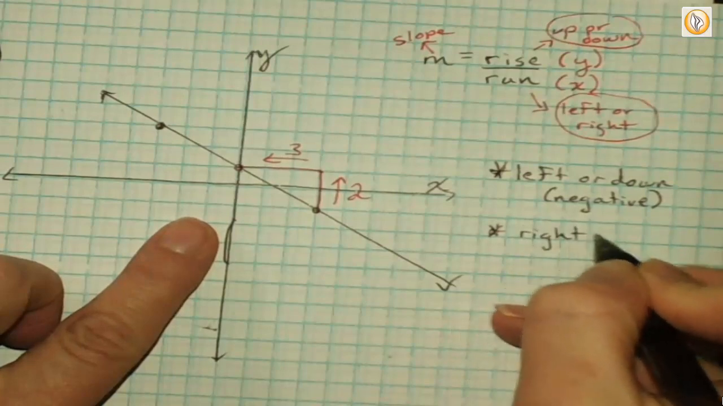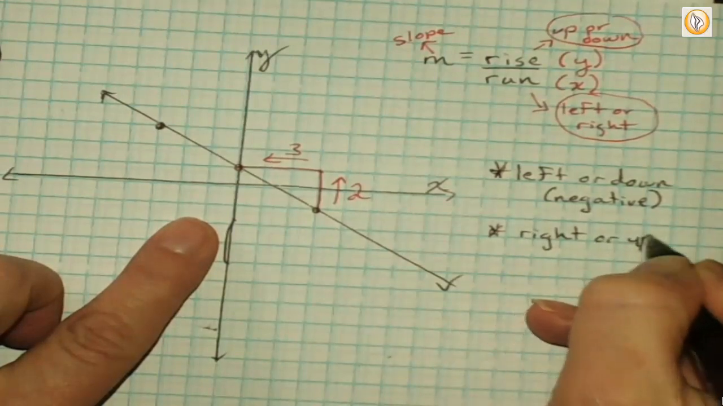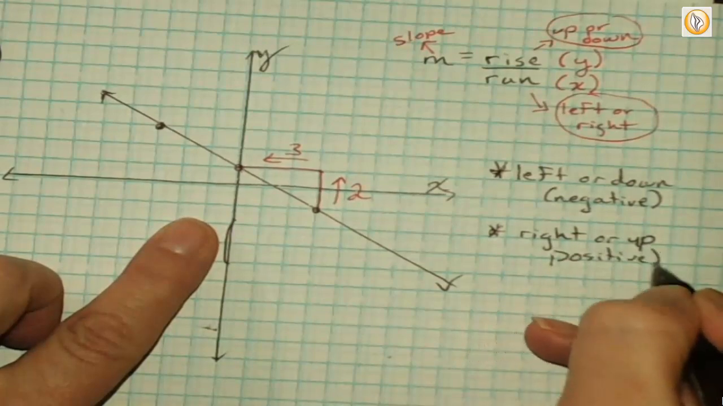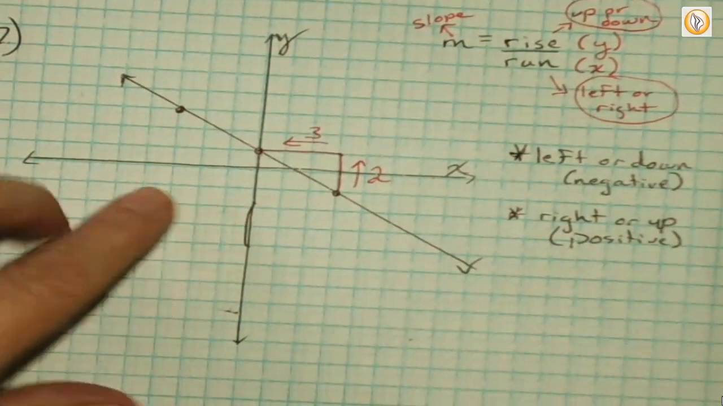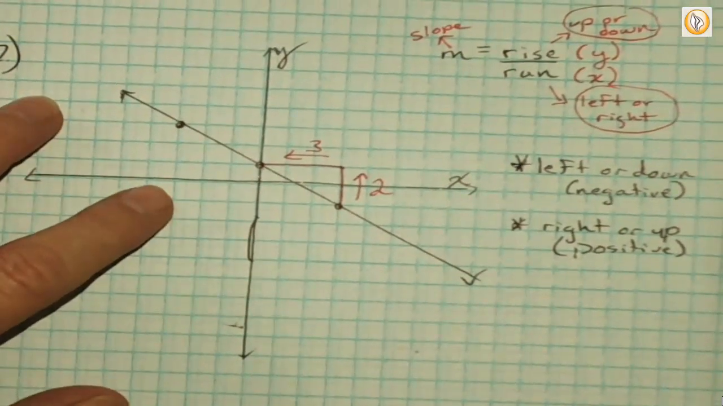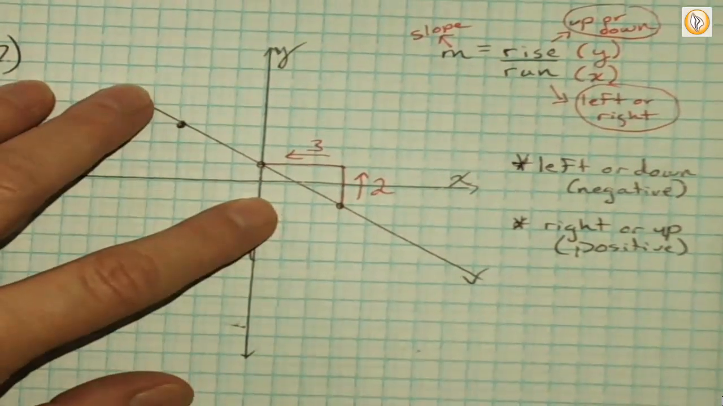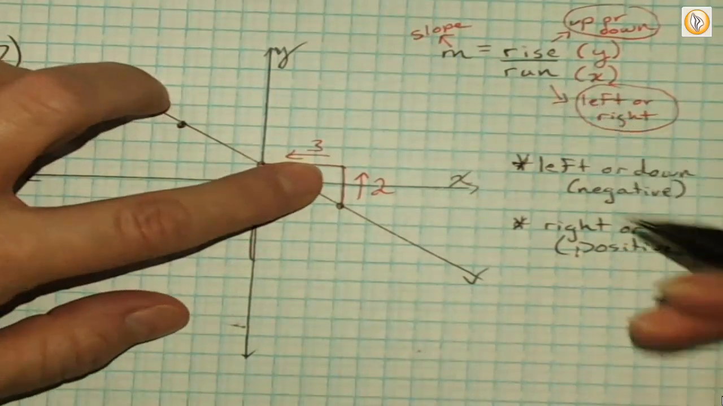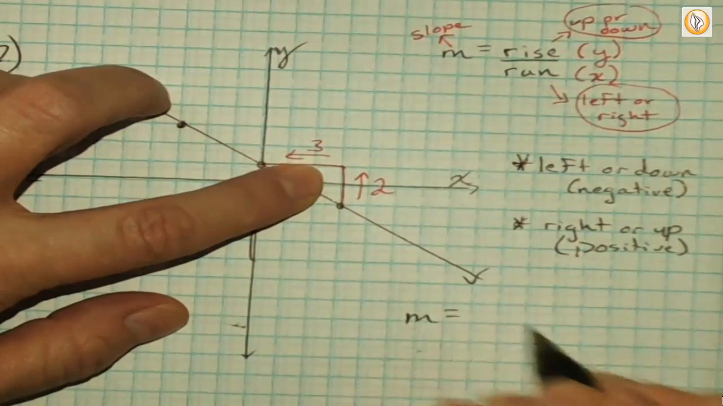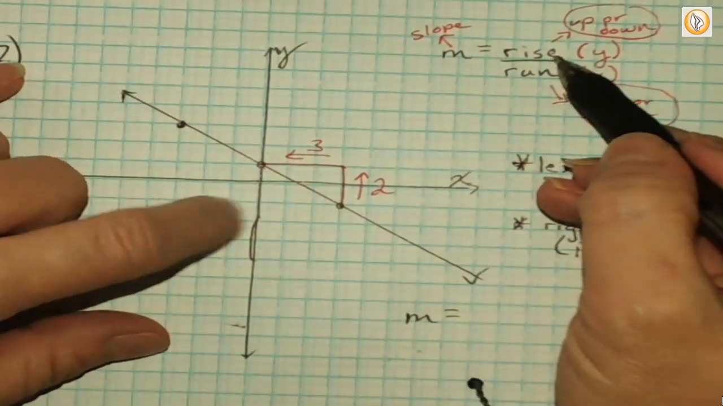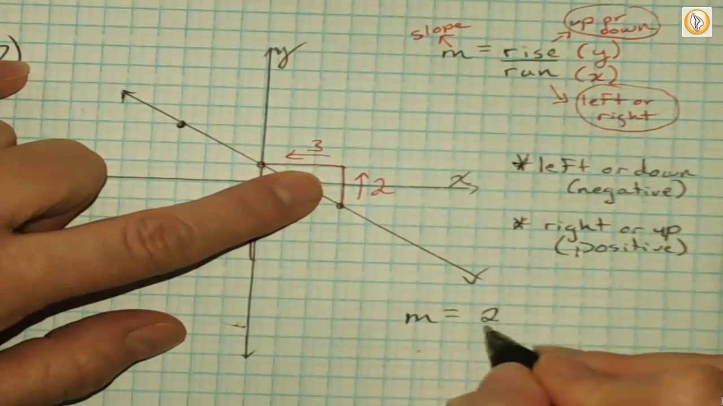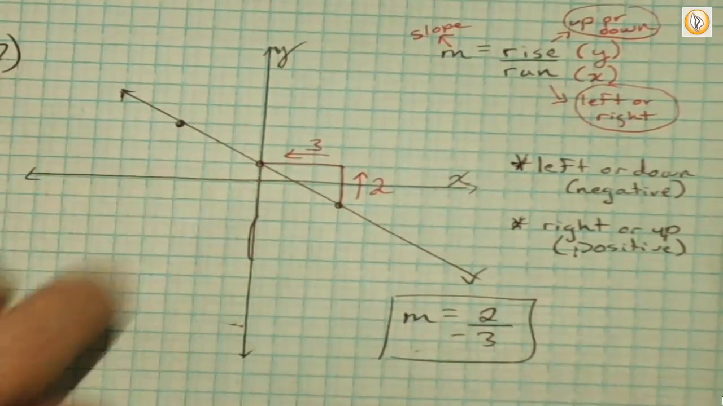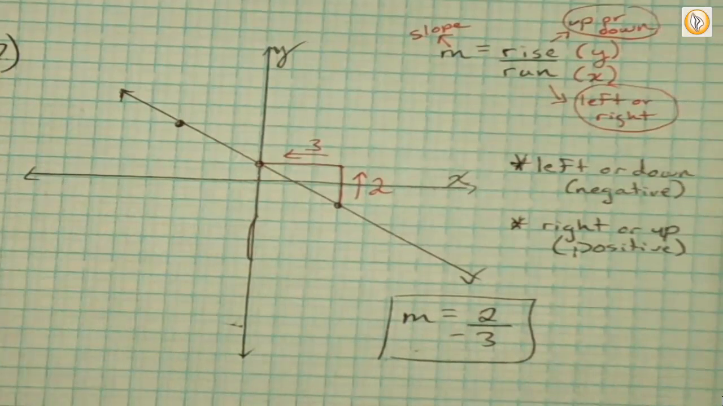Right or up is positive. So if my formula is rise over run, Valeria, what's my rise? Rise is 2, negative 3. There's your answer. But what if you did it the other way around?